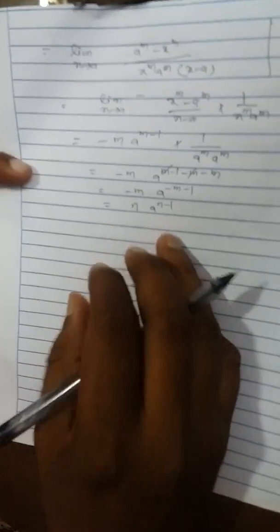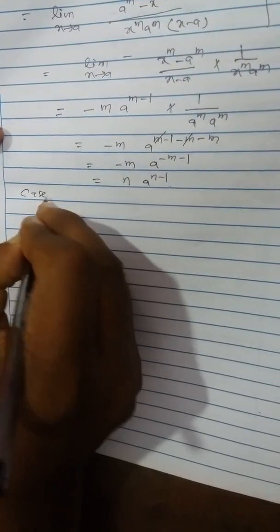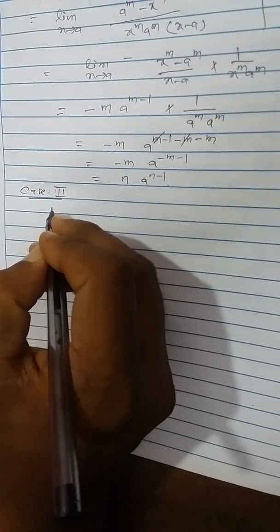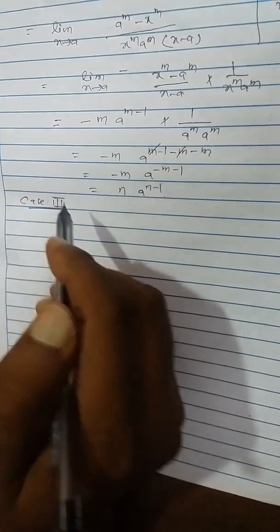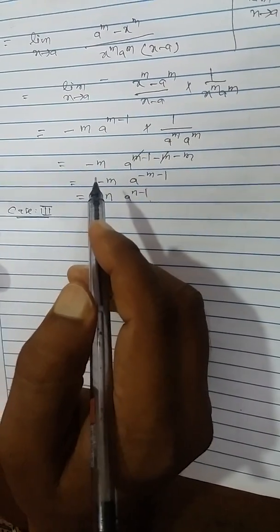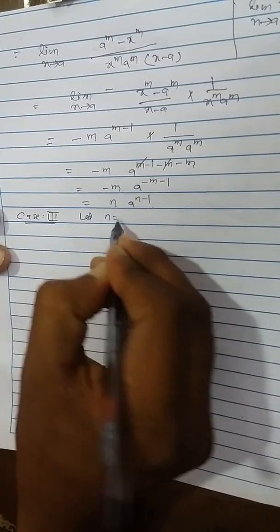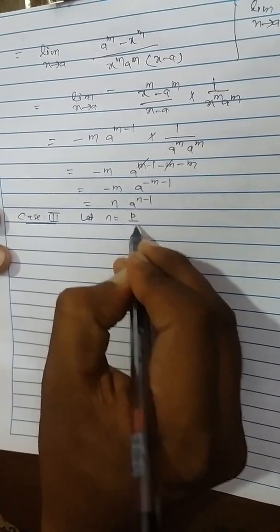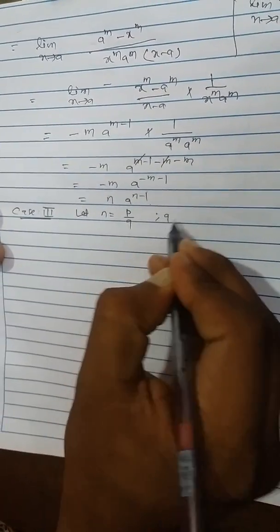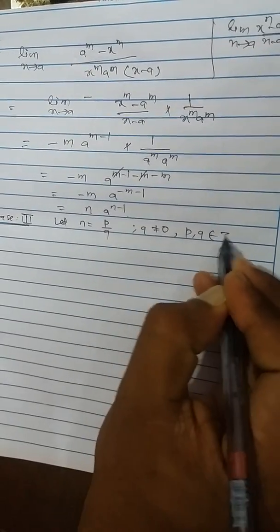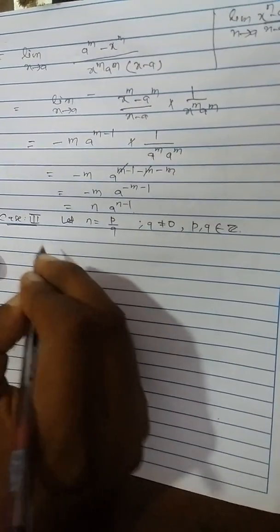Now let us move to the final case, which is case three. I had told you there are three cases. As n is a rational number, it can be a positive integer or a negative integer. Those cases have been proved, and now we are left to prove the case where n is a fraction. Suppose n equals p upon q. Q is not equal to 0, because it is a rational number, and p and q both are integers. Then again write the LHS.